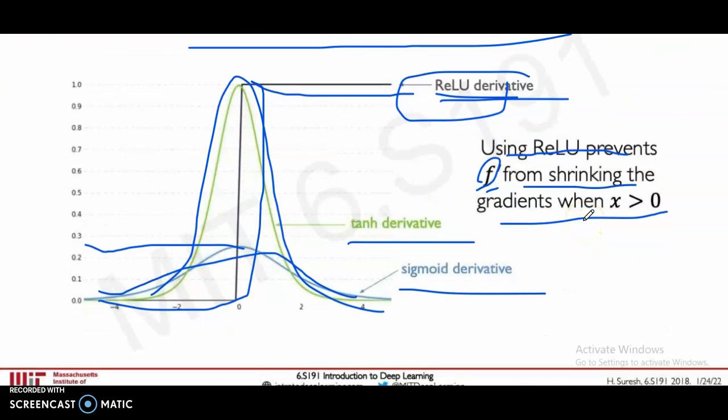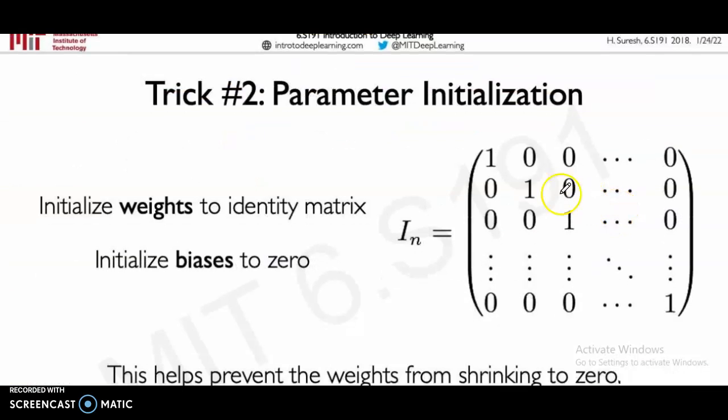So, using ReLU prevents f prime from shrinking the gradient when x is greater than 0.